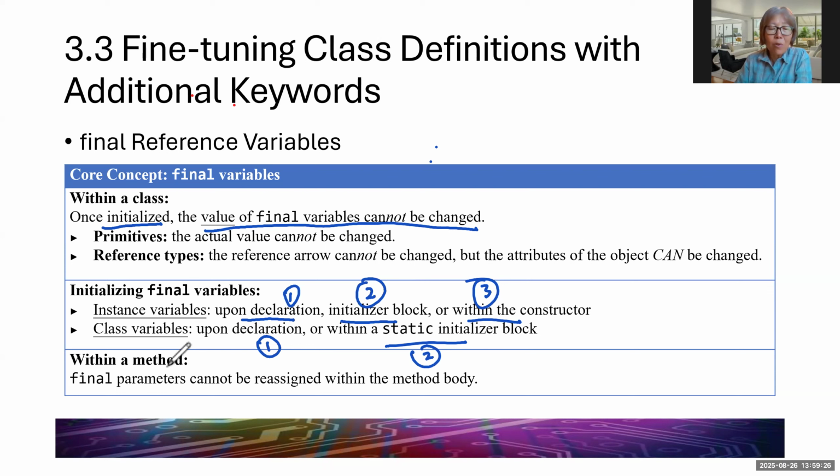Within a method, if the parameter is final, then it cannot be reassigned within the method body. So if the parameter also has the final keyword, then you cannot reassign it.